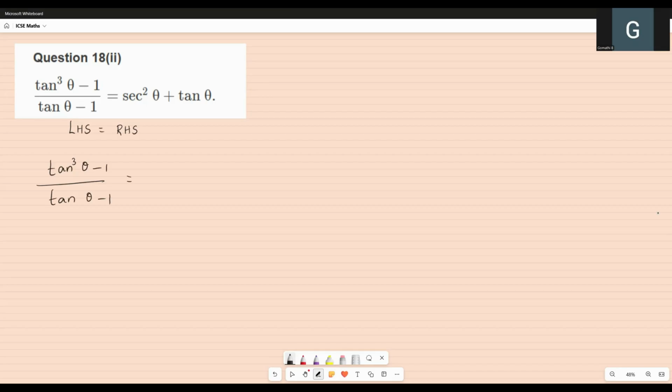So this is in the cube form. We can write 1 as 1 cube also, there will be no difference. We know the algebraic identity: A cube minus B cube is equal to A minus B into A squared plus AB plus B squared, which we have learned in our grade 9 and 8. So here in A's place we have tan theta, in B's place we have 1. So we have to just substitute that.